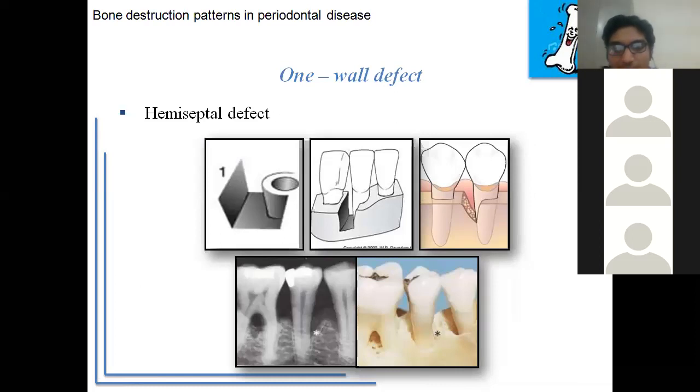How will you classify intrabony defects? Three wall defects, two wall defects, and one wall defect, and combined defects. This classification was given by Goldman and Cohen, and it was classified based on the number of osseous walls remaining.